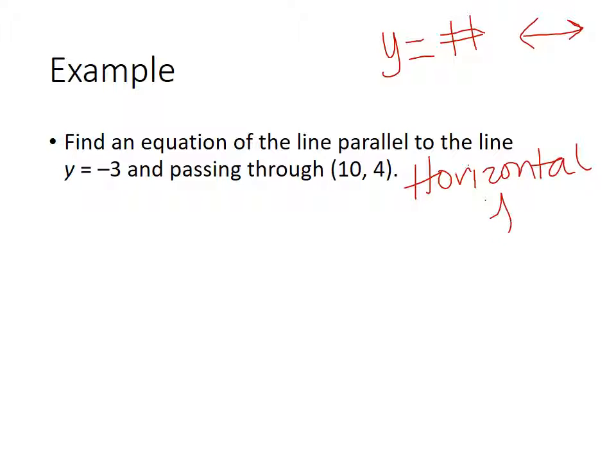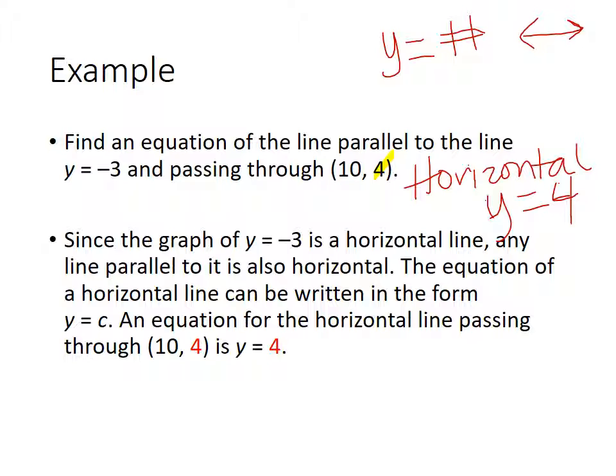And horizontal means y equals. So what is our y equal in this problem? Well, our y equals 4. So this would be 4. Okay? So again, what I just said is y equals negative 3 is a horizontal line. Any line parallel to it is also horizontal. The equation of a horizontal line can be written in the form y equals c, c being a number. An equation for the horizontal line passing through 10, 4 would be y equals 4.